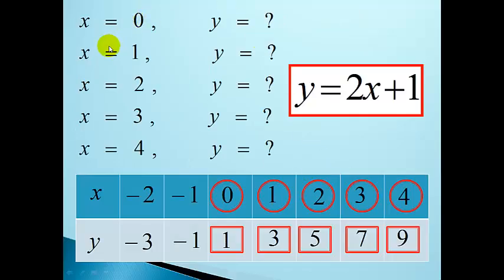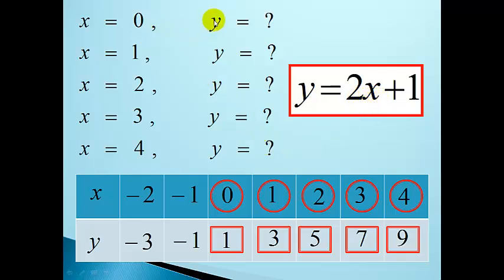So now, when x equals 0, what is the y value? When x equals 1, what is the y value? When x equals 2, what is the y value? Up to when x equals 4. And I give this to you as an exercise to calculate the corresponding y values for 0, 1, 2, 3, 4 using the relation y equals 2x plus 1.